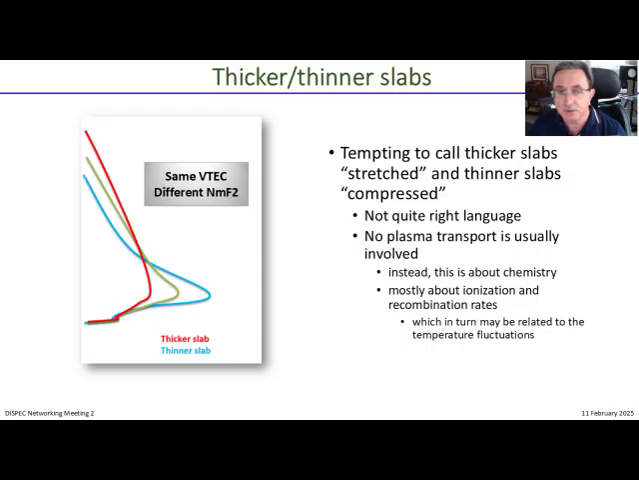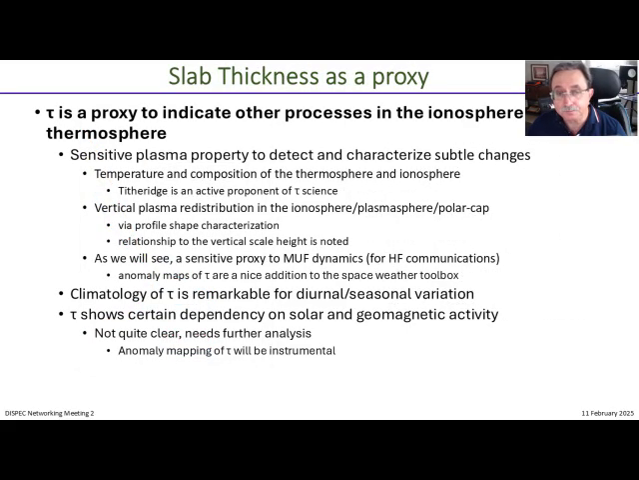Plasma transport is usually not involved. It's more about chemistry modifications, mostly about ionization and recombination rates rather than physical squeezing or stretching plasma particles. But anyway, tau appears to be a proxy that indicates other processes in the ionosphere and thermosphere.